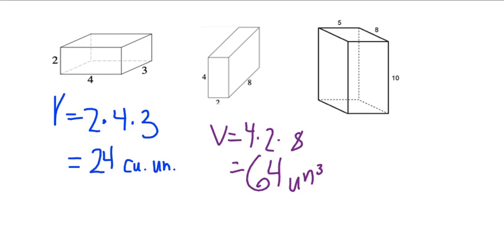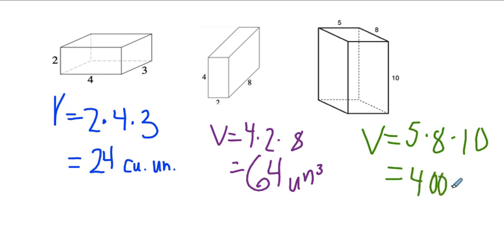However, when you have to type these on the computer for online school, you won't be able to use the superscript 3 because we haven't taught you to do that. The volume of this rectangular prism is 5 by 8 by 10. So 5 times 8 is 40, and 40 times 10 is 400 units cubed or cubic units. That means it takes 400 of those little tiny 1 unit cubes to fill in this entire space.